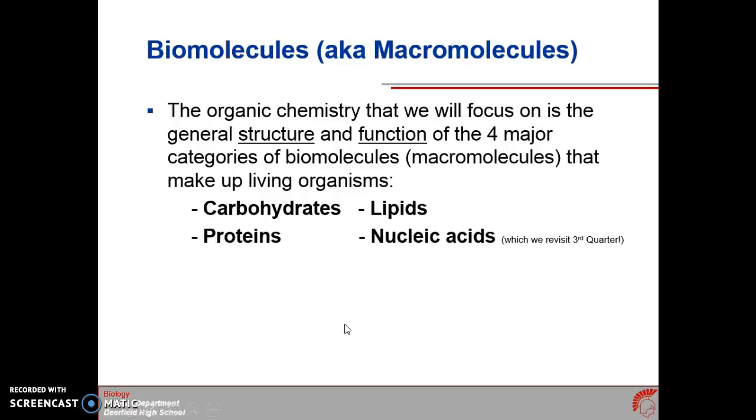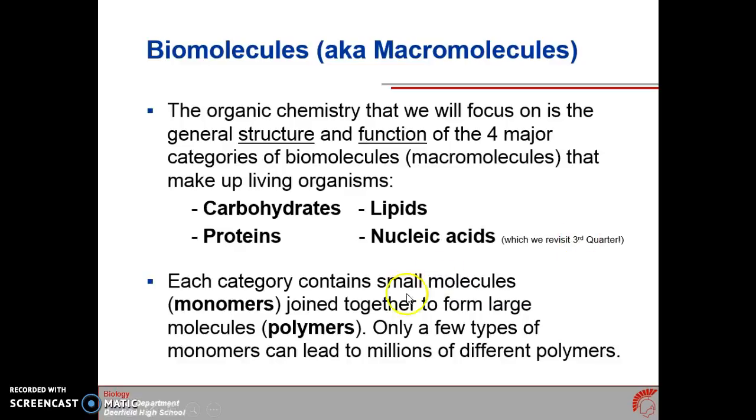So biomolecules, otherwise known as macromolecules. The organic chemistry will focus on both the structure and the function of these 4 macromolecules. They include carbohydrates, proteins, lipids, and nucleic acids. And we're going to really focus on the first 3. Nucleic acids are important. We have to know their function and their building blocks, a little bit about their structure, but we'll learn more details in quarter 3 about nucleic acids.